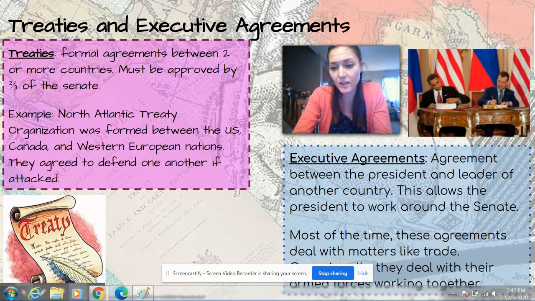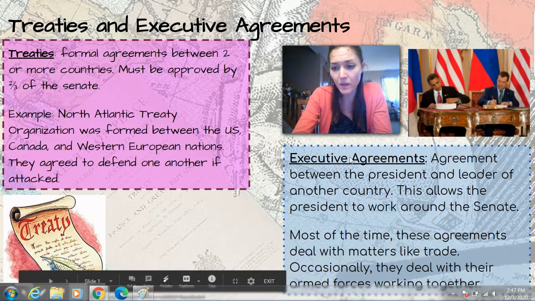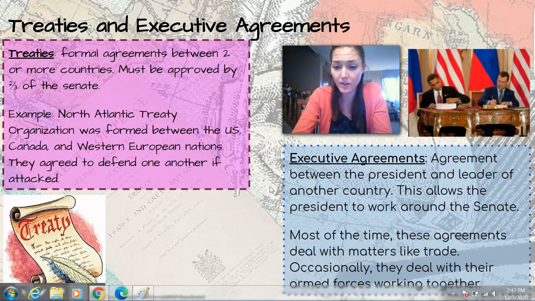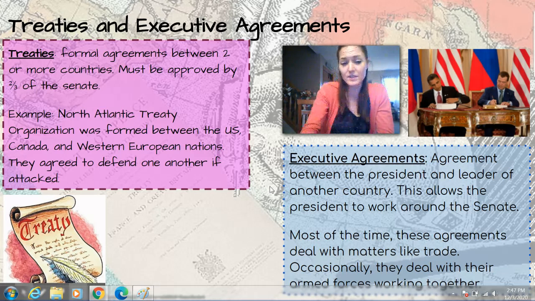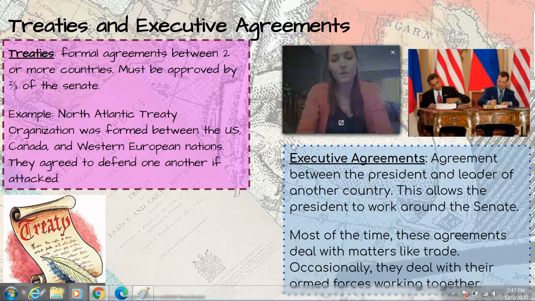Let's look at executive agreements over here. These are agreements between the president and the leader of another country. This allows the president to work around the Senate, so they don't have to be approved by the Senate necessarily. Most of the time, these agreements deal with matters like trade. Okay, that gives me an idea. And occasionally they deal with their armed forces working together. That also gives me another idea. All right.